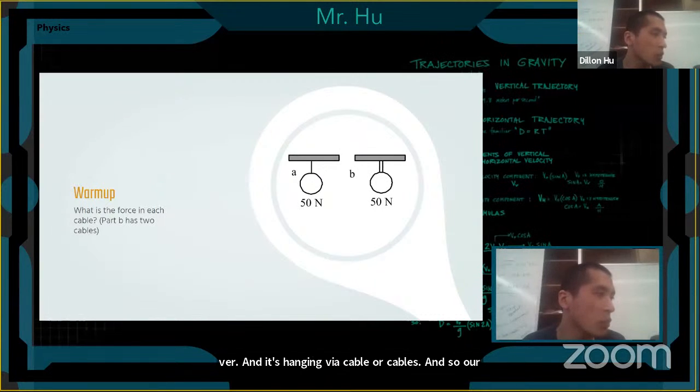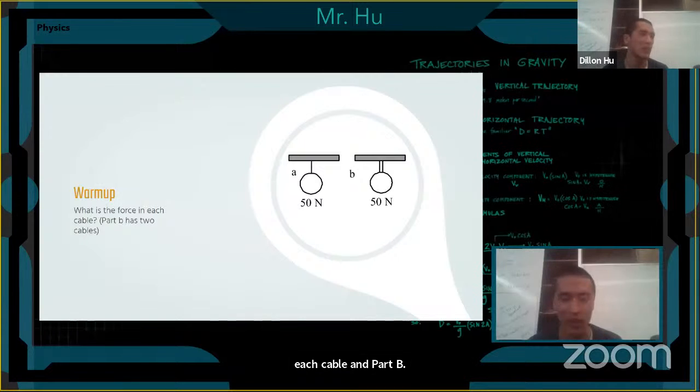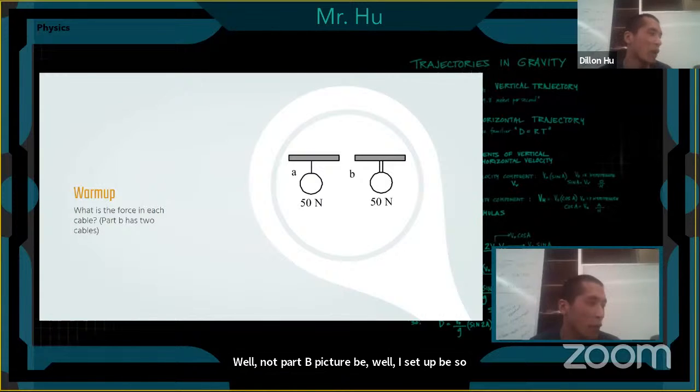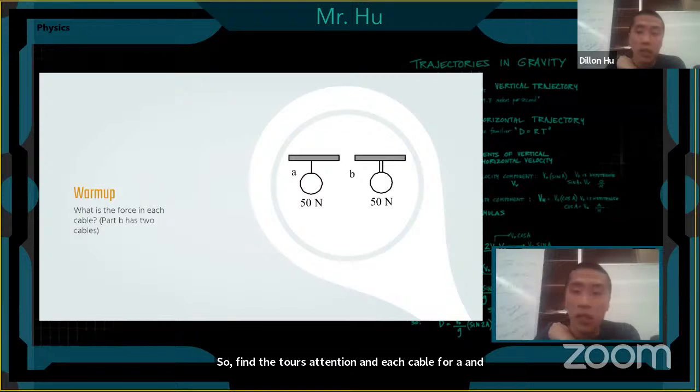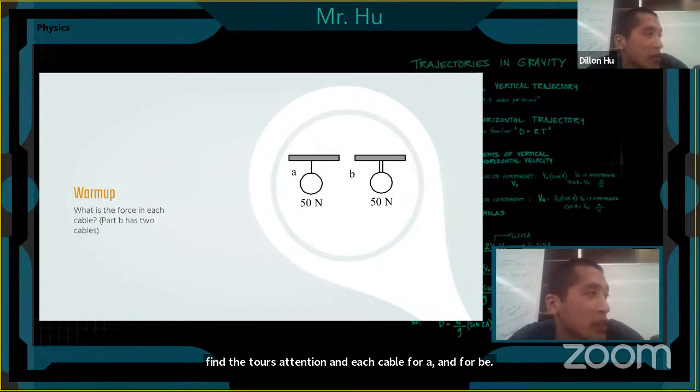So what this means is I want you to find the force of tension in the cable in part A, and then I want you to find the force of tension in each cable in setup B. So find the force of tension in each cable for A and for B. Part A has one cable and part B has two cables.